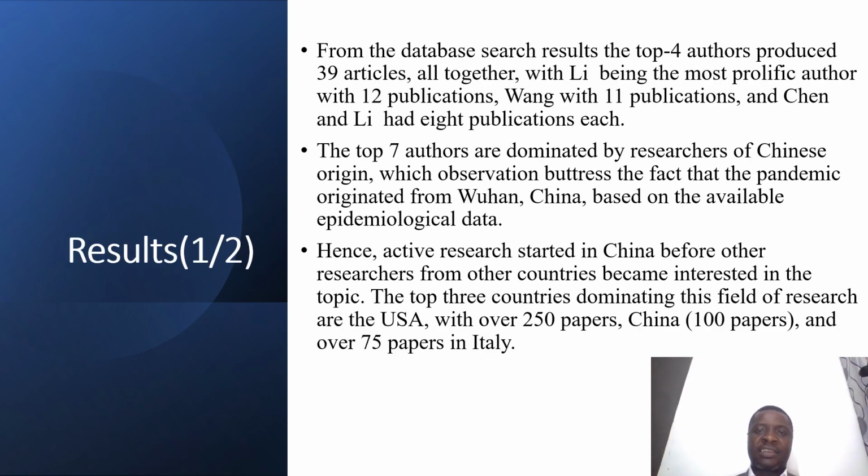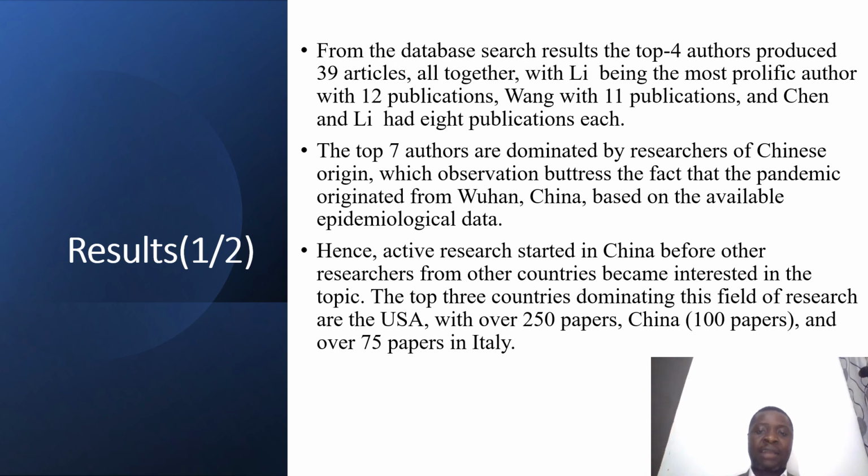From the database search results, the top 4 authors produced 39 articles all together, with Lee being the most prolific author with 12 publications, Wang with 11 publications, and Chen and Lee had 8 publications each. The top 7 authors are dominated by researchers of Chinese origin, an observation that buttresses the fact that the pandemic originated from Wuhan, China, based on the available epidemiological data. Hence, active research started in China before other researchers from other countries became interested in the topic.